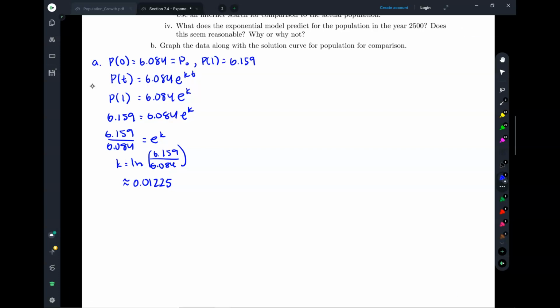So this means that the exponential growth model for the Earth's population is going to be 6.084 e to the, now again, I'm going to keep this exact, natural log of 6.159 divided by 6.084 times t. Now, if you want to, you can just leave this as a k, and you have told the reader what k is.